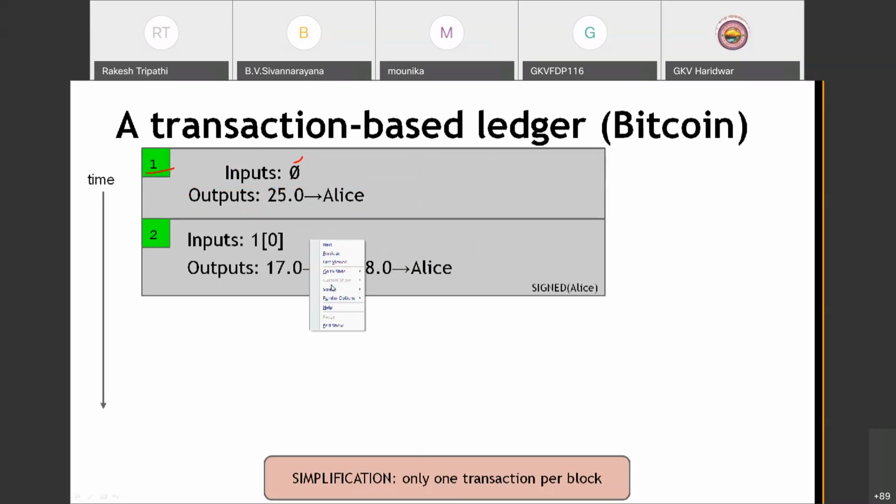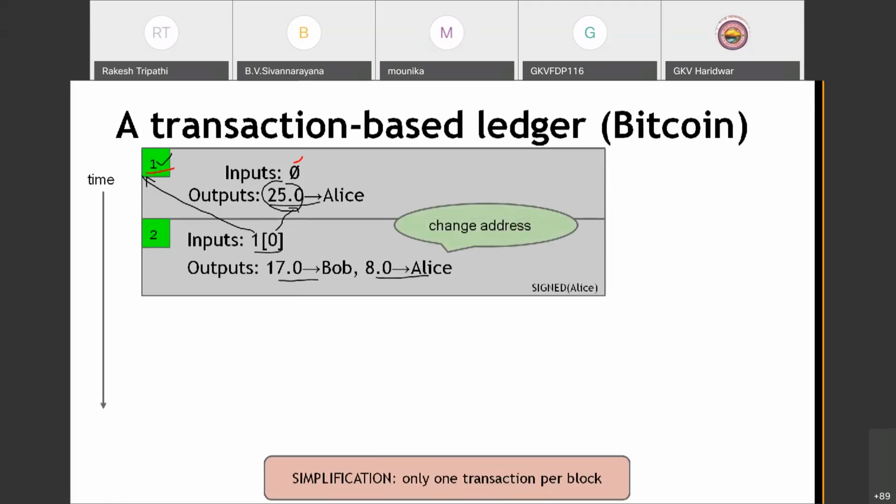Now, in the second transaction, what is the input? Input is transaction number 1 and index 0. So this transaction is spending the money which he received in the previous transaction number 1, index 0. So he received 25. And this 25, he is now spending: 17 to Bob, and 8 he is keeping as change with himself. This is called a transaction-based ledger.